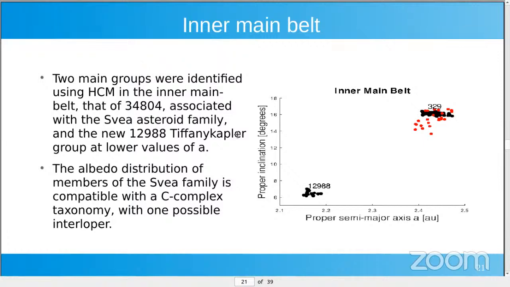So why should we care about asteroids that interact with secular resonances? Because they can provide information that is not available for other asteroid families. For the nu-6, we study the groups inside these populations of identified objects. In the Hungaria belt, for example, we identify the objects associated with the Svea family. These are the black and red objects, where the red dots are the multi-opposition asteroids that don't yet have an identification, and that were connected to the family using a machine learning method based on the proper parameter distribution. But we also identify a new asteroid family, a new dynamical group, the 12988 Tiffanykapler, which was not known before.